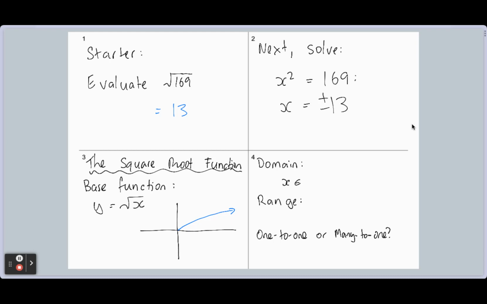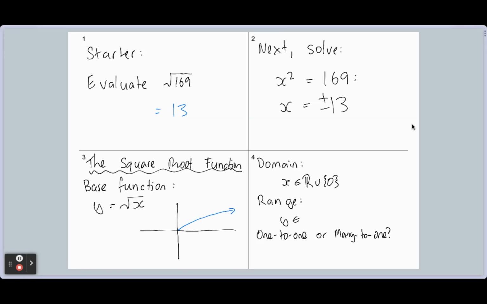Who wants to be brave and say what the domain is for the base function? Yep, 0 to infinity. I'll use the real number notation. You could do that. That's all you need to write.